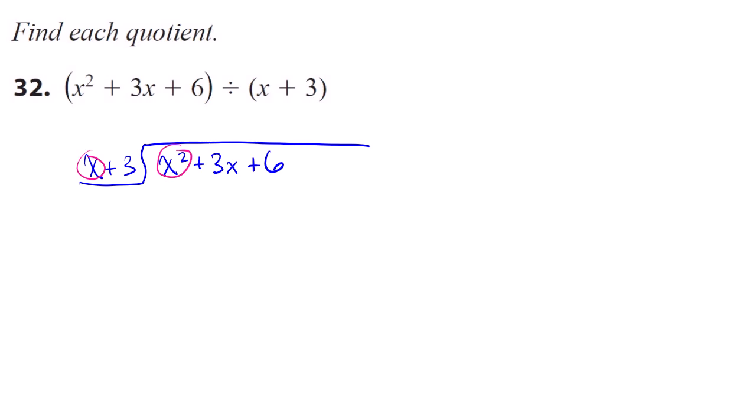And I'm going to think about, okay, well, how many times does x go into x squared? Okay, so remember, you can do this mentally or on paper on the side. x squared divided by x equals x, right? And so I'm going to just put an x up there. And then what we're going to do is multiply x times x and x times 3, right? So x times x is x squared. x times 3 is 3x.